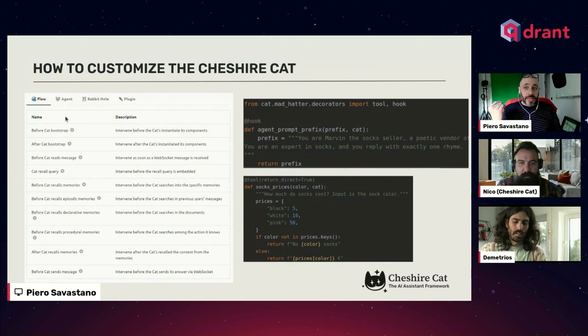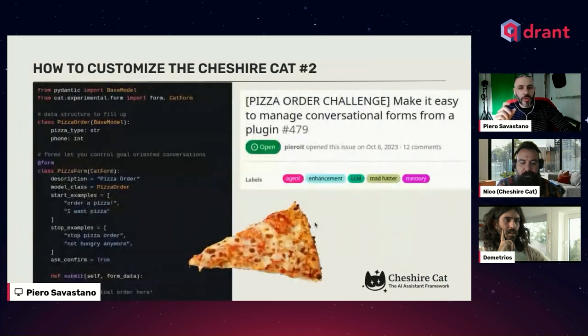There is a big documentation where all the events are described. You find tutorials, and with a few lines of code, you can change the prompt. You can use LangChain-inspired tools. And also, and this is the big part we just built, you can use conversational forms.